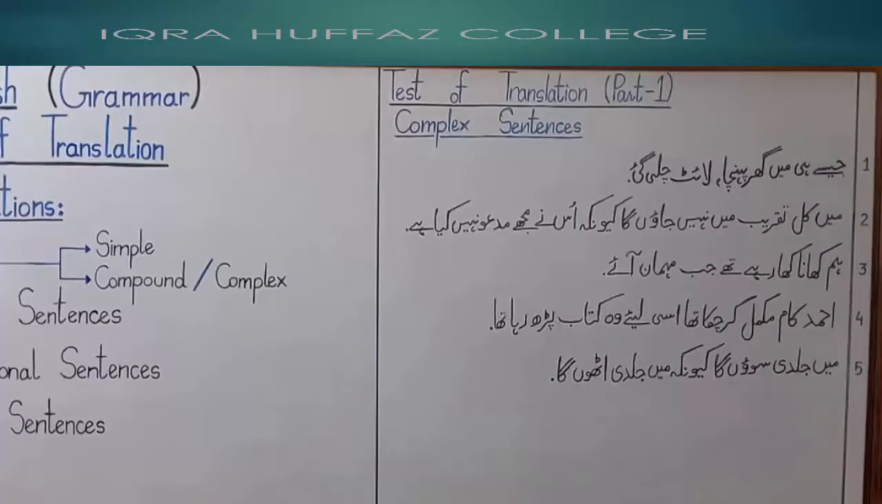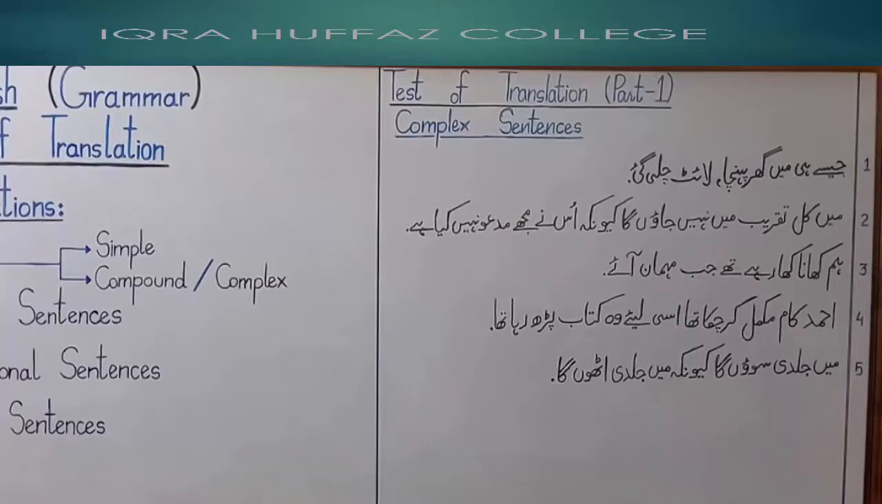These are the complex sentences given before you on the board. Sentence number 1, जैसे ही मैं घर पहुंचा लाइट चली गई. Sentence number 2, मैं कल तकरीब में नहीं जाऊंगा क्योंकि उसने मुझे मदऊ नहीं किया है. Number 3, हम खाना खा रहे थे जब मेहमान आए. Number 4, अहमद काम मुकम्मल कर चुका था इसीलिए वो किताब पढ़ रहा था. Number 5, मैं जल्दी सोऊंगा क्योंकि मैं जल्दी उठूंगा.